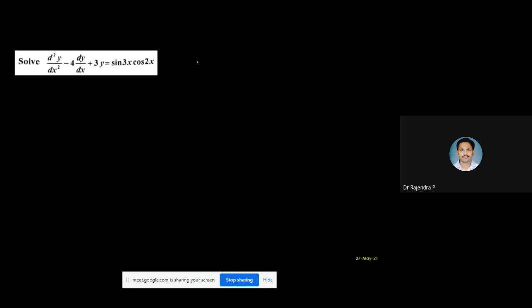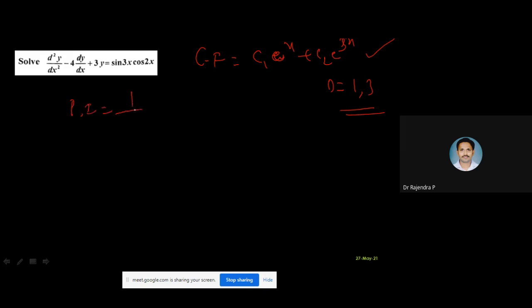So now you tell me this. 3 and 1, sir. Okay, 3 and 1. So the complementary function is what? C1 e power x plus C2 e power 3x. This is your complementary function. Roots are 1 and 3, so you can write it this way. Good. So when you go to the particular integral, there is a problem for us. So how can we do this?